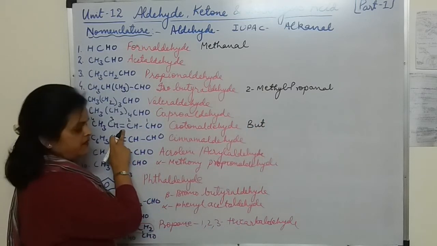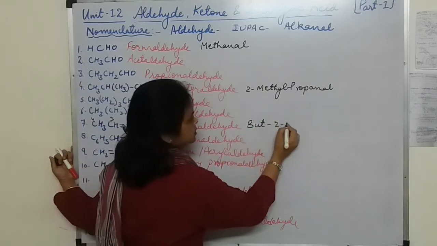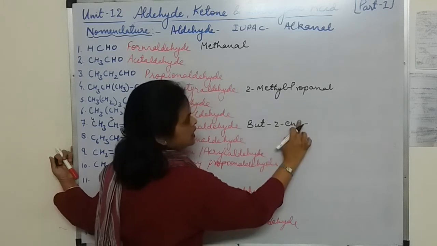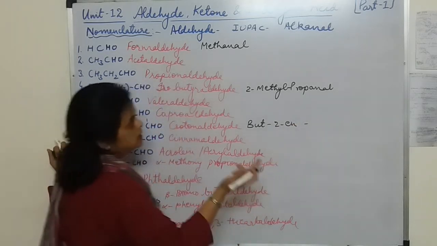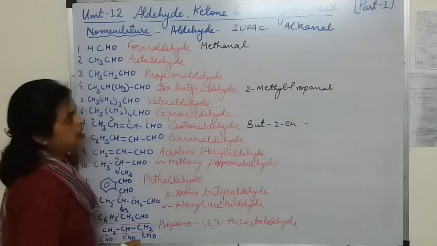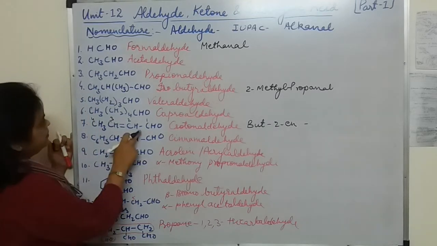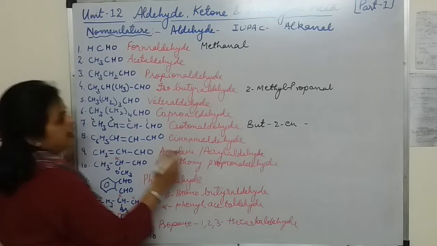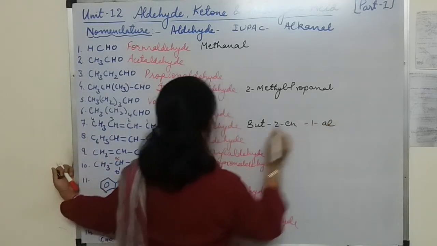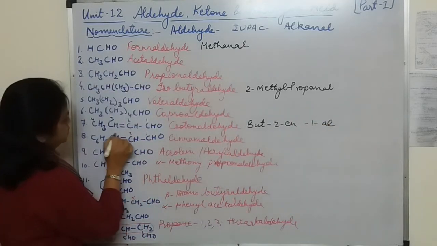After the second carbon we have the double bond, so 2-ene. I am removing the e because the secondary suffix starts with a vowel, -al. So it is but-2-en-1-al.